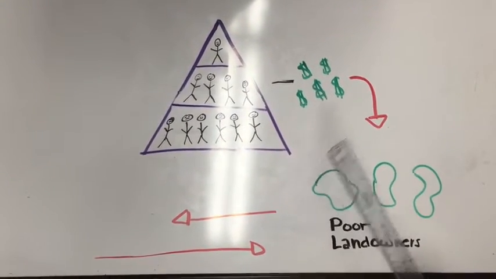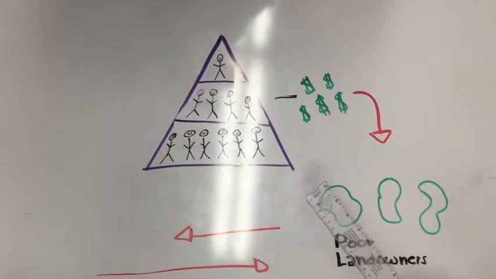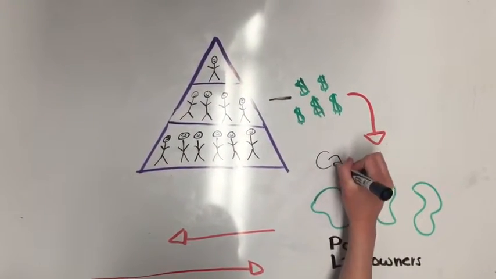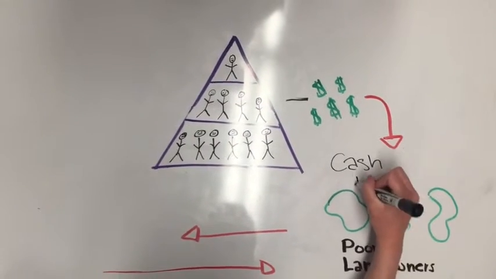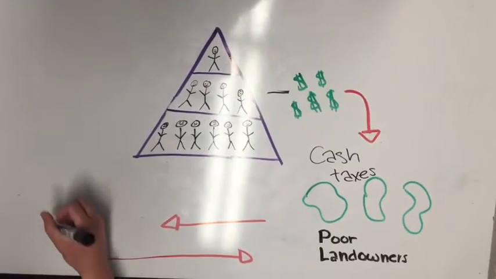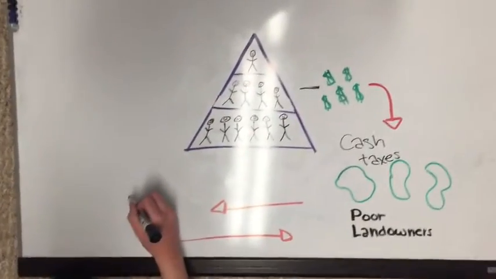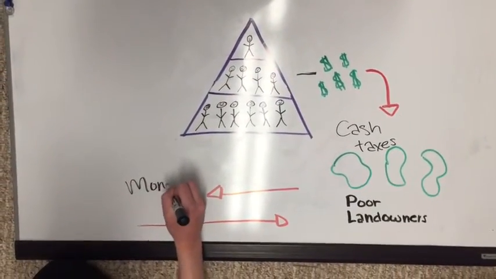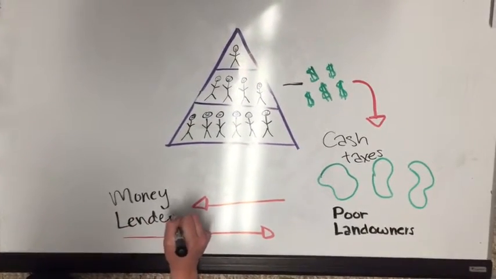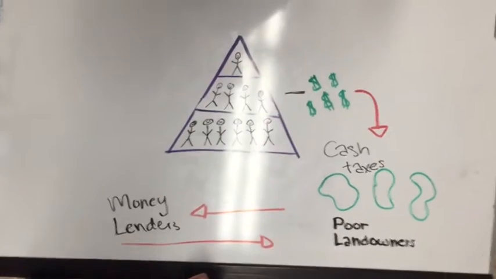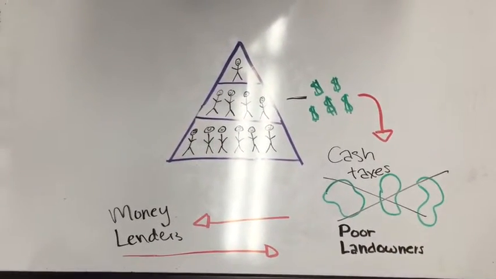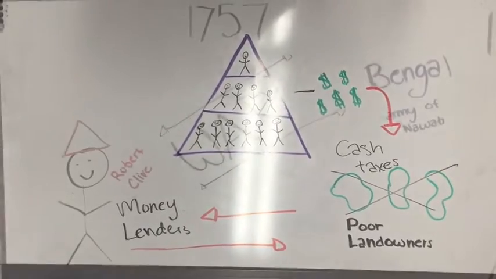This started a decline of profit for them, and so this made it so poor landowners had to begin paying larger taxes, and it was also demanded that they be paid in cash. So because the landowners couldn't afford this, they began going to moneylenders. When they couldn't pay back the money, the moneylenders took the poor landowners' land. So this got rid of the farming resources in India.